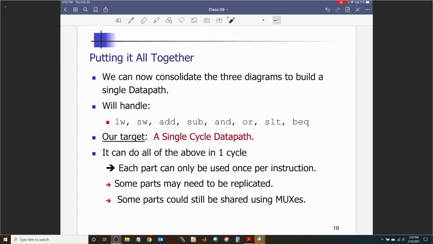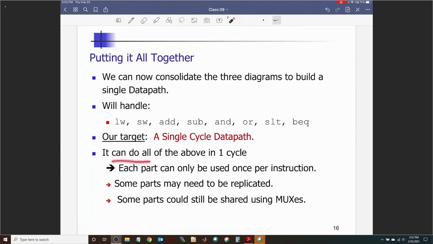Let's put it all together because we have got a lot of them. A few of them we added for R-type, then we added a few for load store, then we added a few for branch when equal. Let's try to put it all together so that we will be able to handle all the 8 instructions that we are after. And our target is a single cycle data path, which means that all the 5 steps of the instruction life cycle should be able to be carried out for all these 8 instructions. We are not looking for pipelining just yet. We are trying to make sure that the full cycle gets completed for each of those instructions.